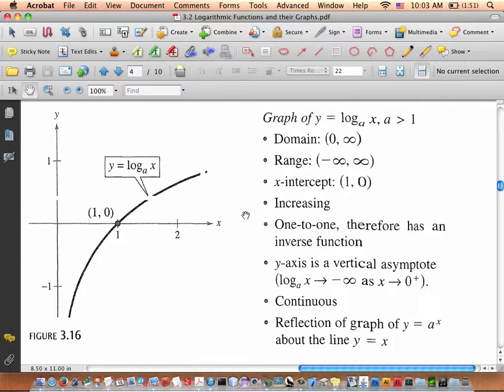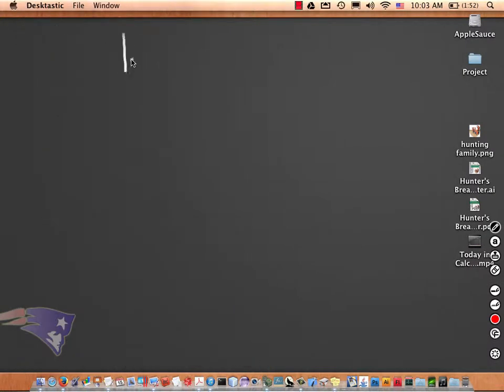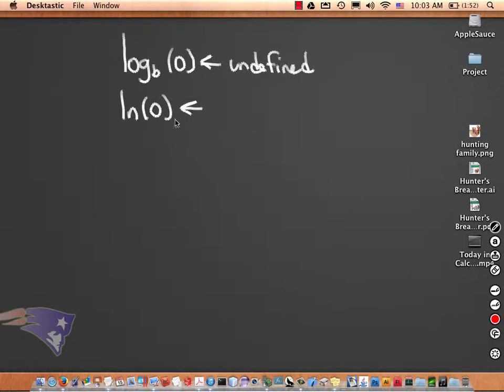And instead of a horizontal asymptote, it has a vertical asymptote. At what value? Where is that vertical asymptote? At 0. That's exactly right. So remember, you can't plug 0 into a logarithm, right? If you haven't written this down, write this down now. Logarithm base b of 0 is undefined. There is no real number that goes with the logarithm base b of 0. That's the same thing that's true for the natural logarithm, because the only difference between this guy and this guy is the base. The base is e, right here.